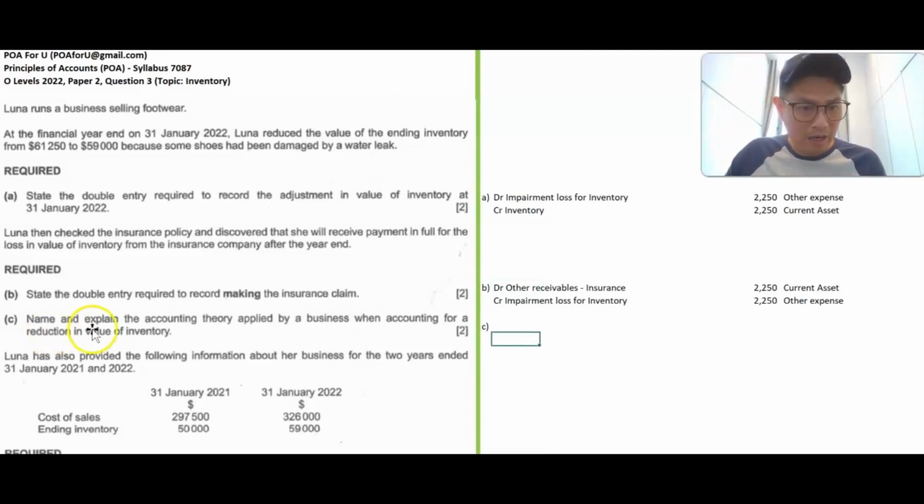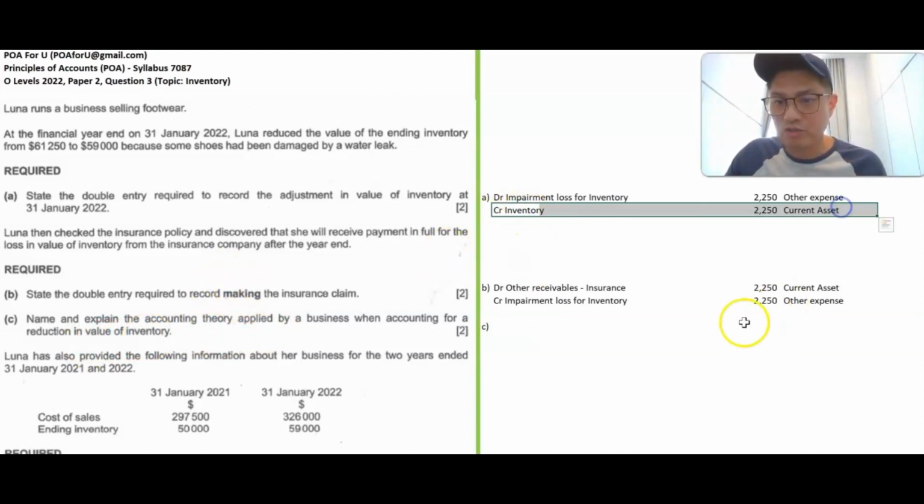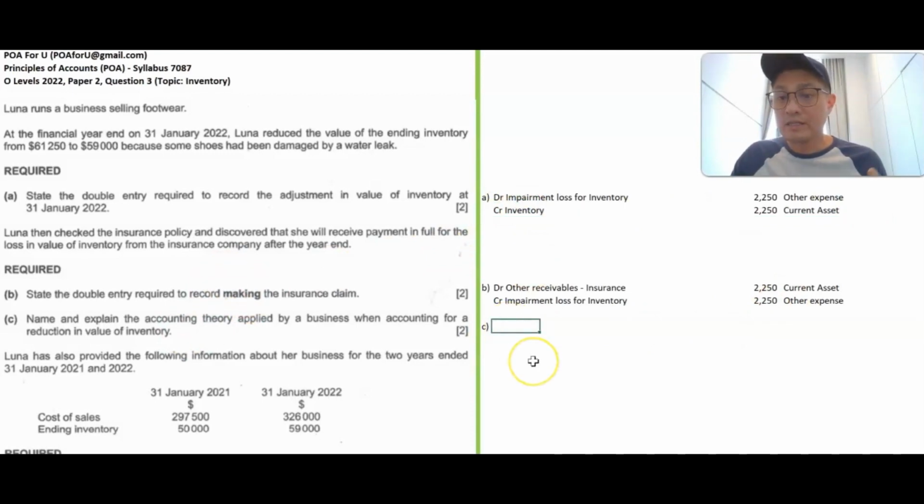Right? Now, part C. Name and explain the accounting theory that's applied by the business when accounting for a reduction in the value of inventory. So what was the accounting theory behind making this reduction in inventory value? There's a whole list of accounting theories. If you haven't seen my video on the list of accounting theories, please go and take a look. It's a very good and quick summary of that.